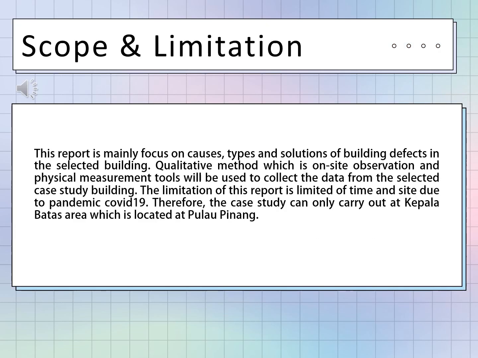The scope and limitation for this report is mainly focused on causes, type and solution of building defect in the selected building. Qualitative method, which is on-site observation and physical measurement tools, will be used to collect the data from the selected case study building. The limitation of this report is limited time and site due to the COVID-19 pandemic. Therefore, the case study can only be carried out at the Kepala Batas area, which is located at Pulau Pinang.